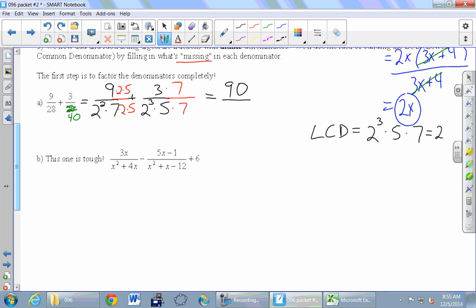40, oh yeah, 280. Thank you. Plus, okay, and then the other fraction has a 21 upstairs, and downstairs is the same, 2 cubed times 5 times 7, so that's still 280. And so altogether, upstairs 111, downstairs 280.